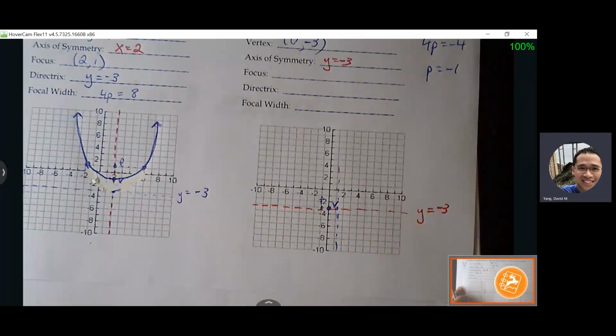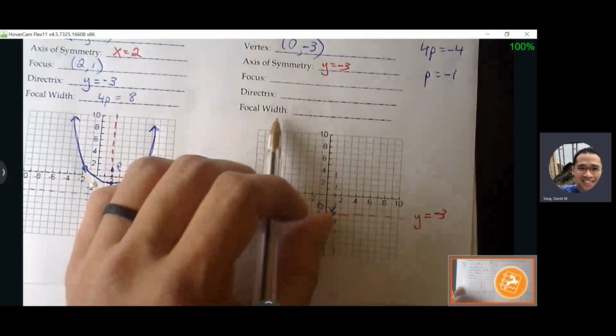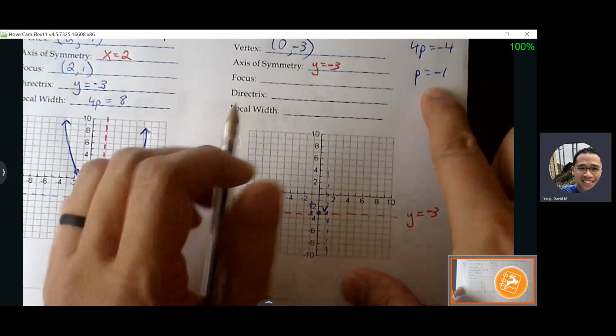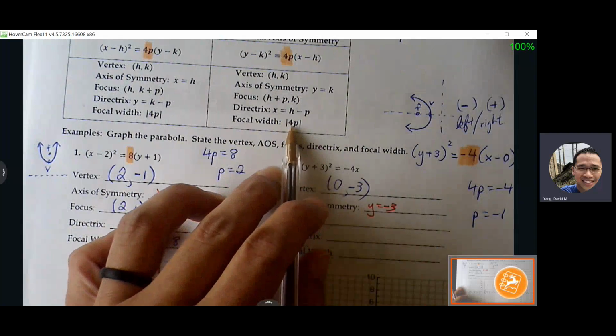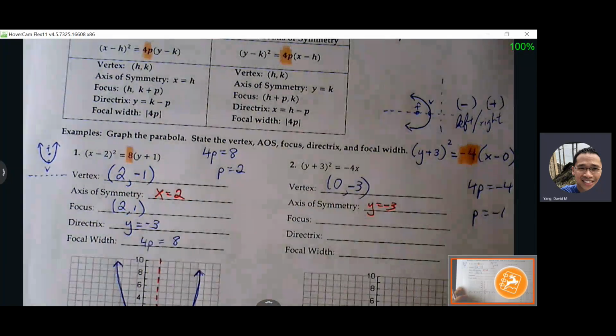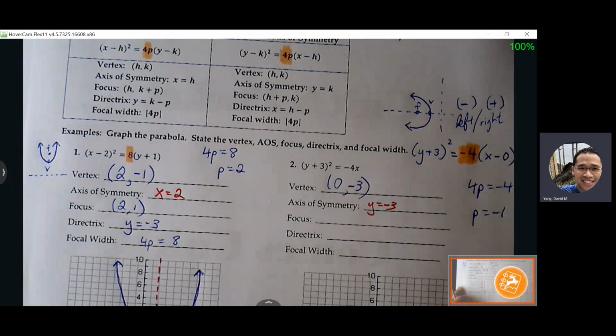I'm kind of confused how you can have a negative focal width if it's an absolute value of 4p. Right. So, p is -1, right? So focal width will be 4 times -1, which is what? -4. And then what's the absolute value of -4? 4. So it's going to be 4. Oh, so that absolute value will always protect any negative and turn it into a positive.